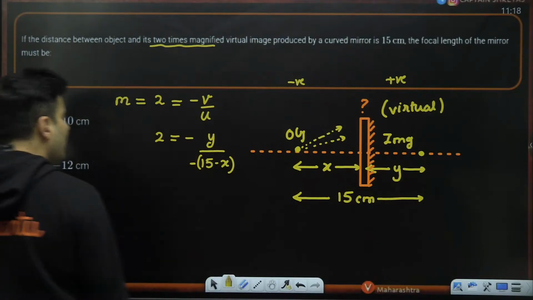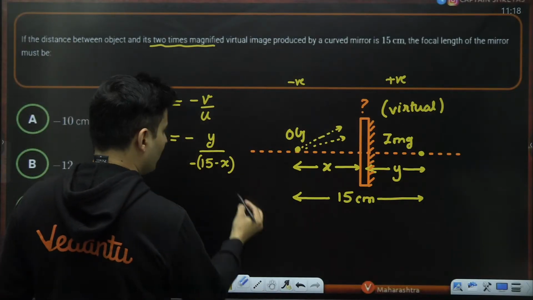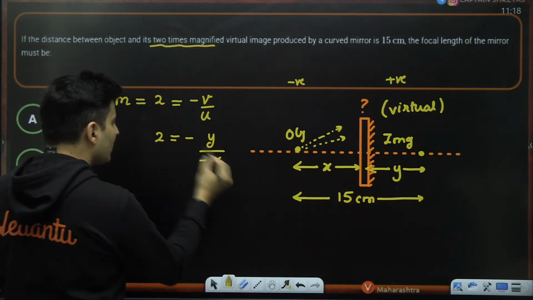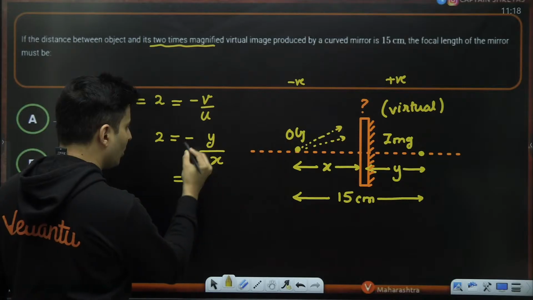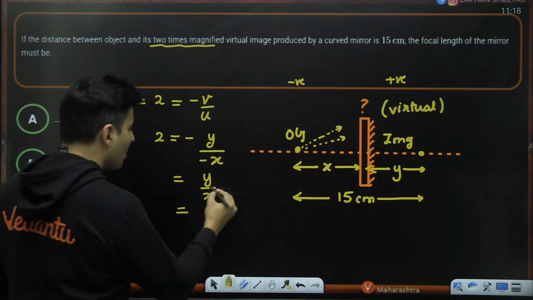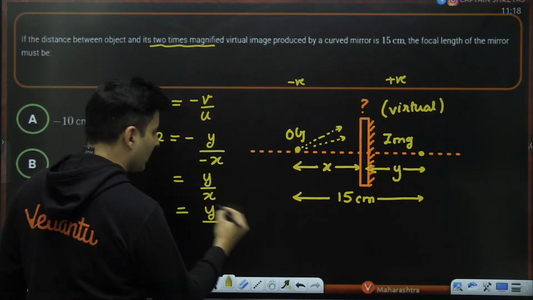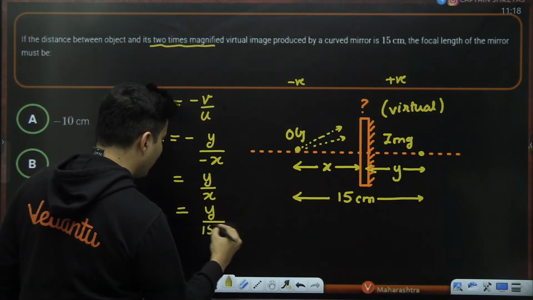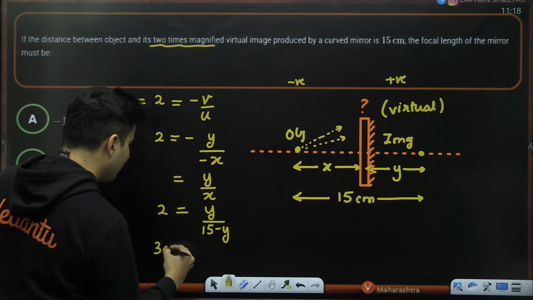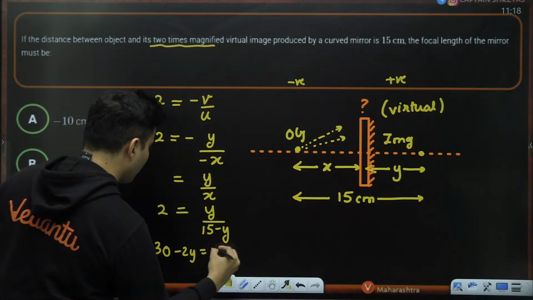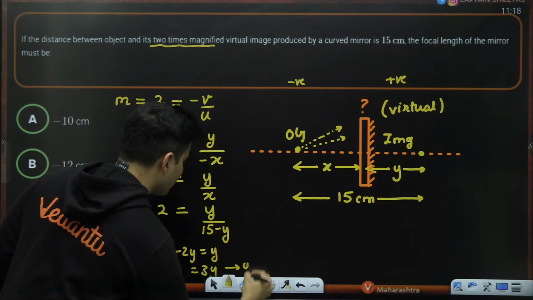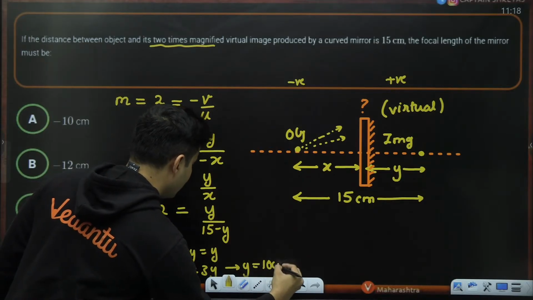Now just rearrange this. Sorry, why did I put 15 minus x? My bad, this was minus x. So just rearrange this and also put negative as positive. So this will be y by x. Now you can also write x as 15 minus y. So this will become 30 minus 2y is equal to y. So 30 is equal to 3y. This means y is equal to 10 centimeters.